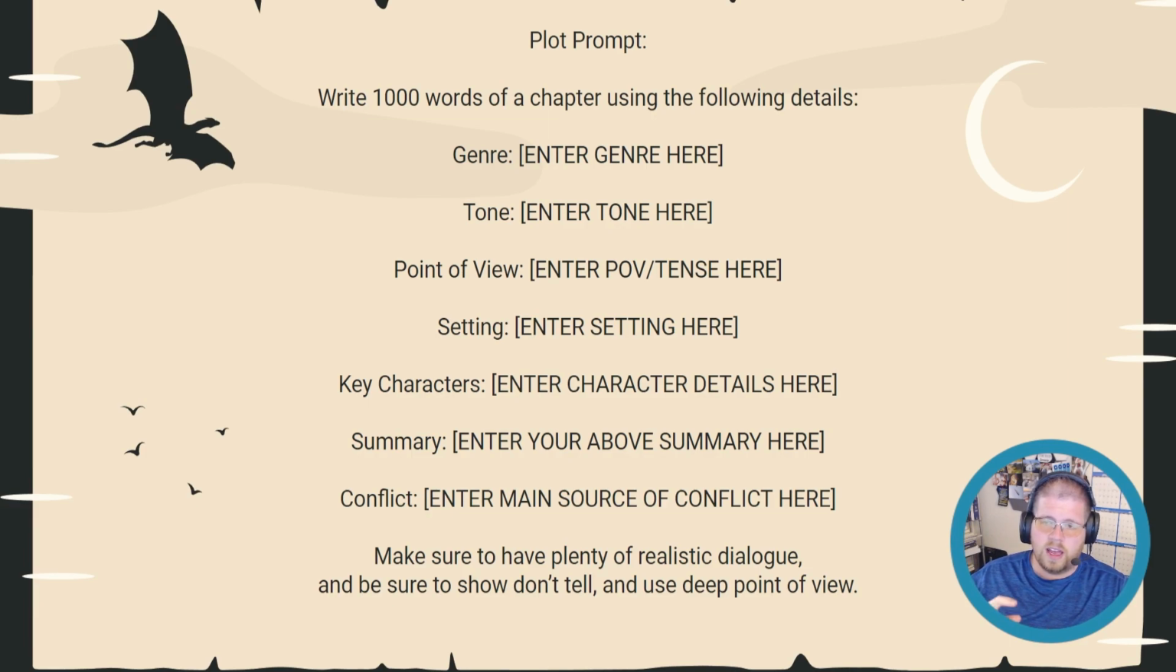The setting, the key characters, the summary, and so this is where you'll put a summary of the scene, which can be fleshed out at other times. And then the conflict. I think conflict is such an important part of the story, so I want to make sure that there's always some kind of conflict mentioned at this point. And then I always end this with, make sure you have plenty of realistic dialogue, and be sure to show, don't tell, and use deep point of view, because that tends to create better prose that is a little less generic and a little bit more from the point of view of the actual character, and so there's a lot less telling.